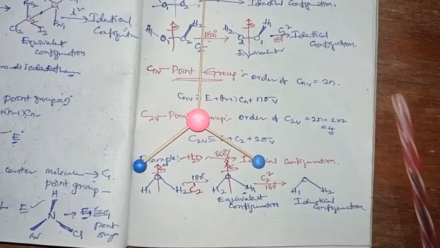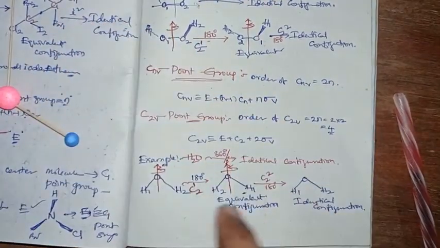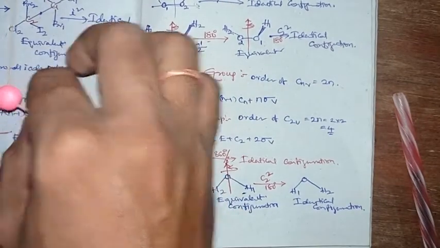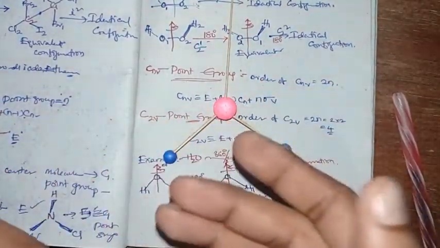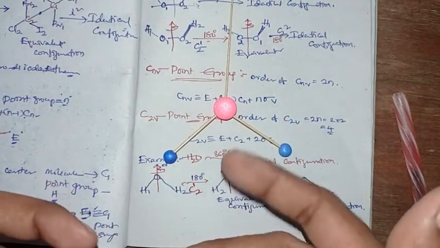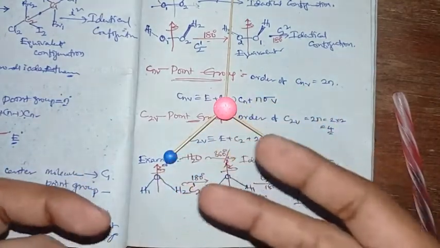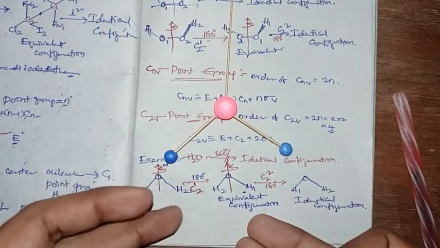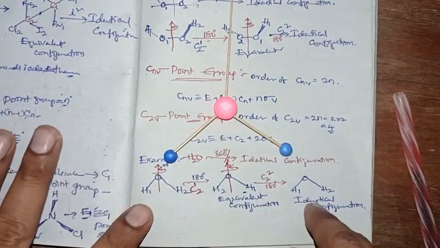Identical configuration. That's how the C2 rotational axis is possible in the water molecule, right? More rotational axes can never be possible in the water molecule. If you want to see, you can try another angle of rotation or another orientation of the axis. Whichever way you try to do the rotation, it never generates an equivalent configuration. So far we say that water consists of only one C2 rotational axis like this, right?